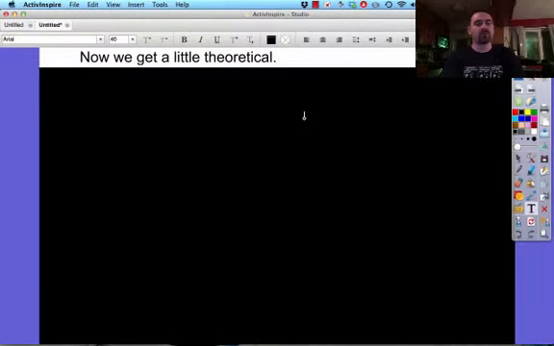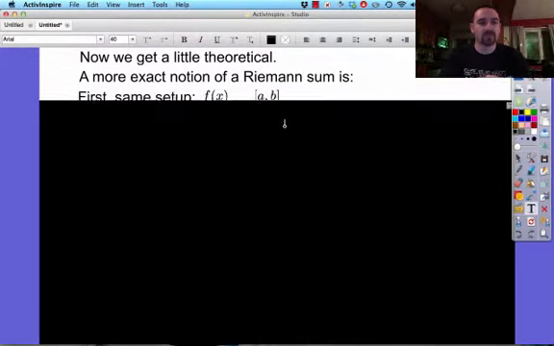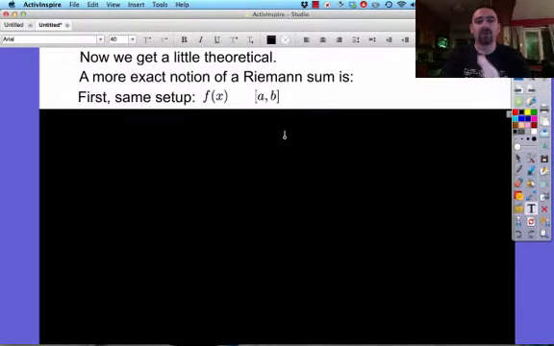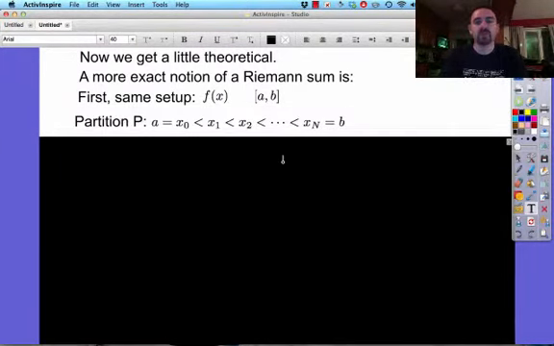So now we're going to get theoretical to develop this idea of a definite integral. A more general notion of a Riemann sum is this. We have the same setup, f of x on the interval a to b, and we're looking for the area underneath. So what we do here is we partition the interval up. We start with a, we call that first number x sub 0. We go to b, we call that last number x sub n. So they're all x's: x sub 1, x sub 2, all the way up to n.